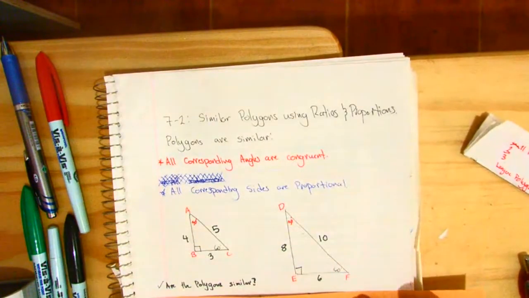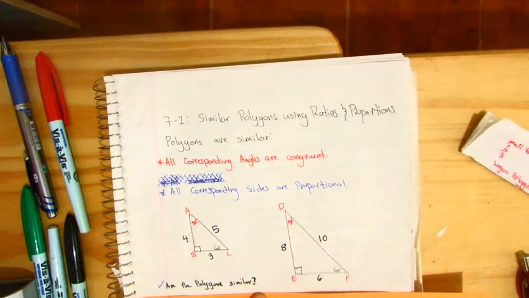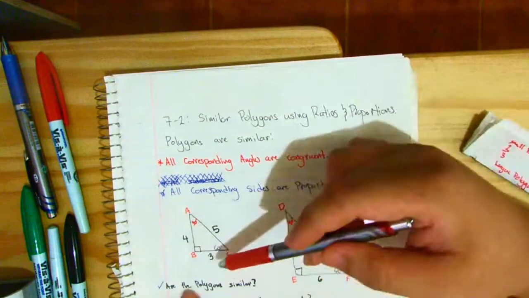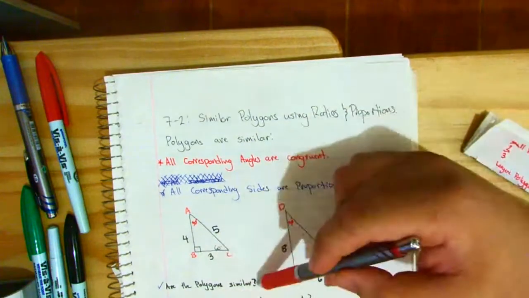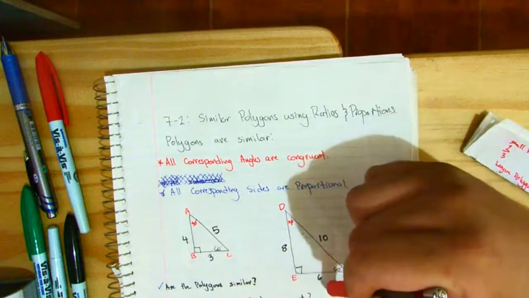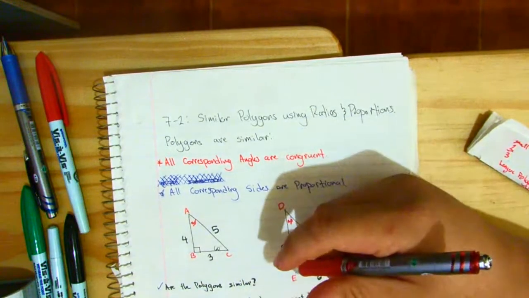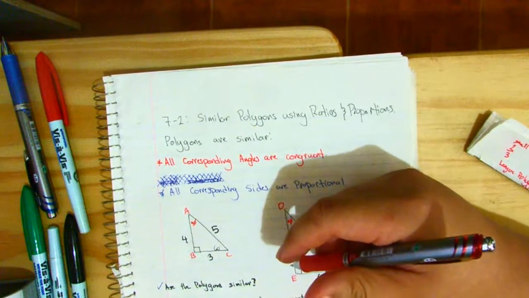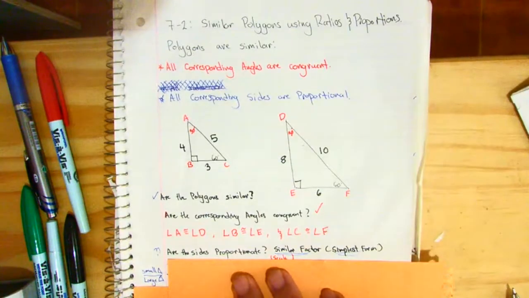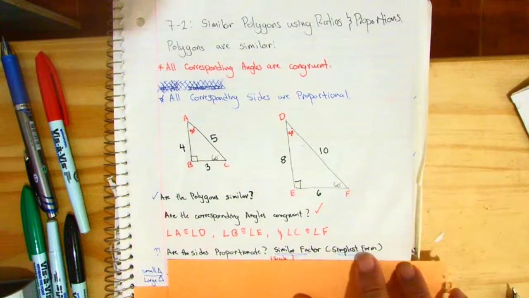So here, the first question is, are the polygons similar? We don't know yet, but we know that all corresponding angles are congruent. So that's the first step, check mark. Next one is, are the sides proportional? Here, we're trying to find a scale factor, also in simplest form.